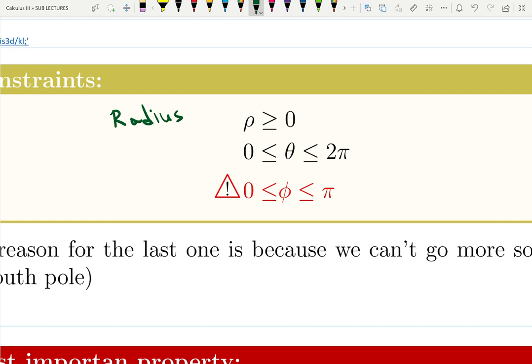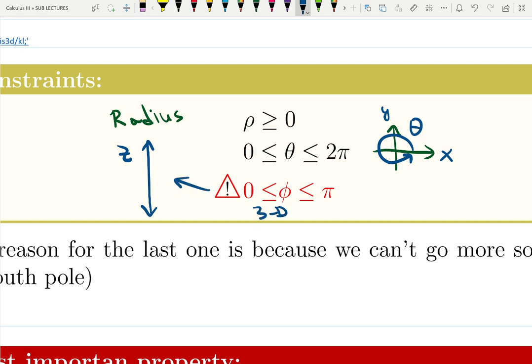Phi is the full rotation on the floor. Not phi, theta. Theta is the full rotation on the floor in 2D, x and y. Theta goes from 0 to 2 pi. But phi will not be going from 0 to 2 pi, and that's the confusing part. Phi is the angle with z-axis in 3D.